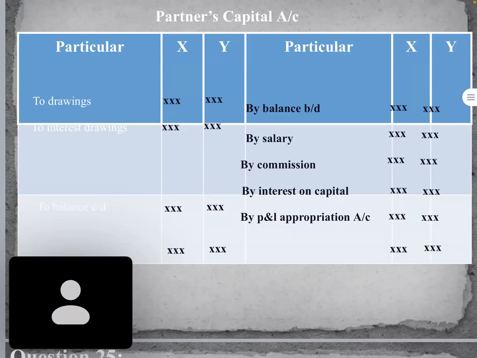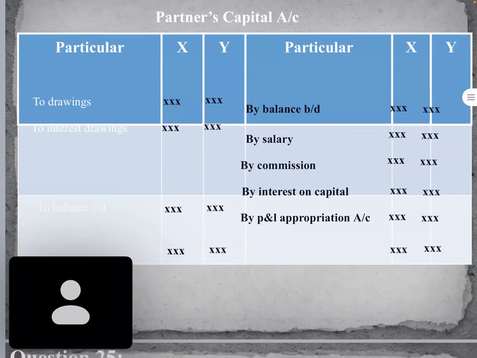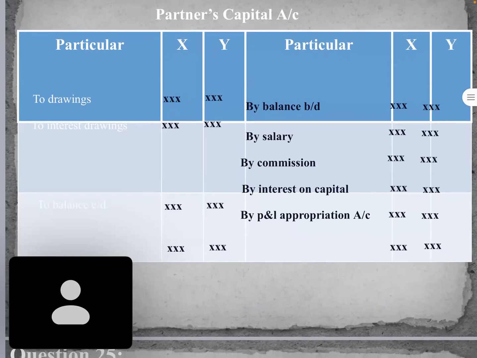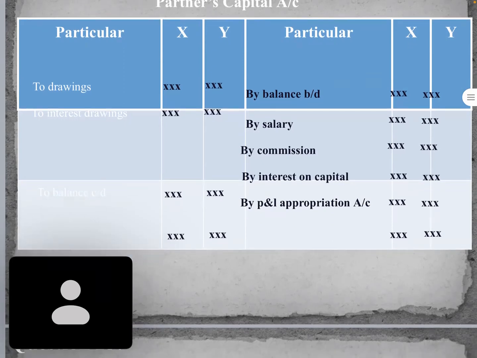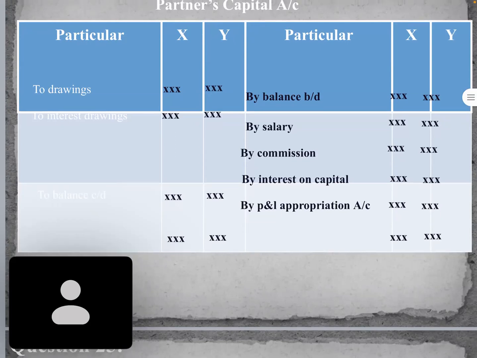On the credit side, we start with the opening balance, balance b/d, then the salary, commission, interest on capital, and P&L appropriation profit, everything is written on the credit side, and the drawing being made by the partner, interest on drawing and closing balance of the partner will be recorded on the debit side.